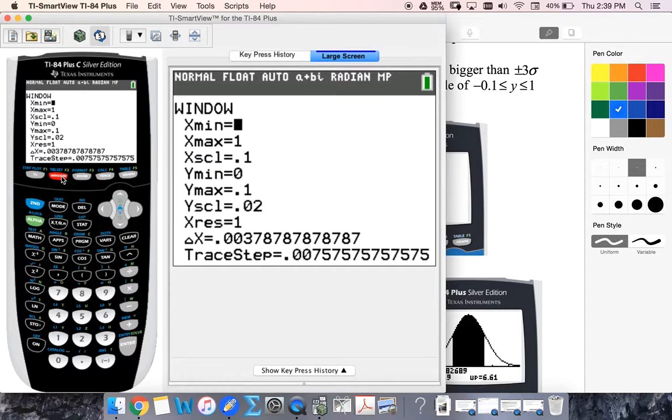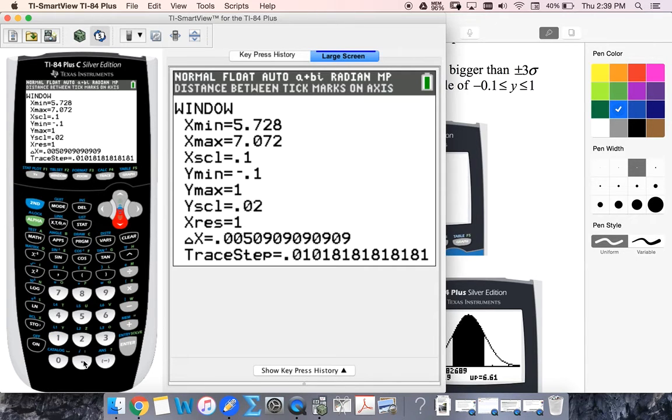Okay, now I'm going to go into my window. My mean was 6.4, so I'm going to do 6.4 minus, and then I want something a little bit bigger than 3, so I'm going to say 3.2 times my standard deviation. Do the same thing down here, 6.4 plus a little bit bigger than 3 times the standard deviation. All right, counting by 0.1s for that looks fine. My min, I want to show my x-axis, so I want to go just below it and then come up to 1 for my maximum. And again, I can count by 0.1s. Okay, so now I'm going to quit.